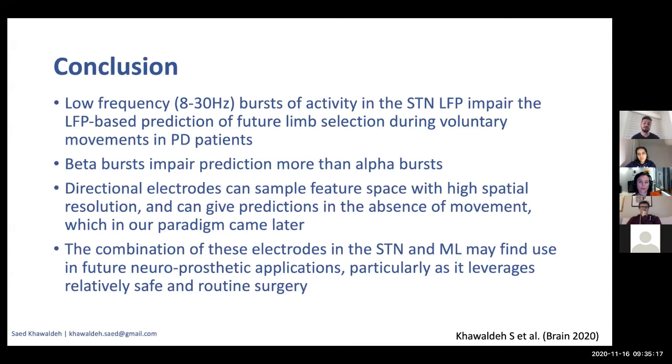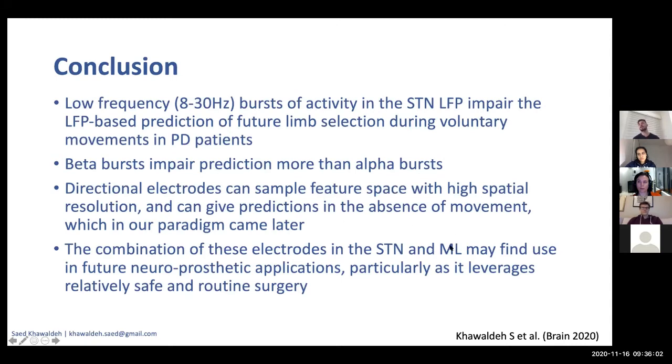And the directional electrode specifically appeared to give a very good amount of information, which allows us to do better prediction in the absence of movement, which is the intention of the movement in the fixed paradigm. And the combination of these directional electrodes and the features extracted from them with the basic machine learning technique which we have used, here the naive Bayes algorithm, might hopefully be used in the future for a neuroprosthetic application, because the results show that there is a possibility that we can do a full prediction of movement, even if it's upper versus lower, using only LFP signal without using any EMG.